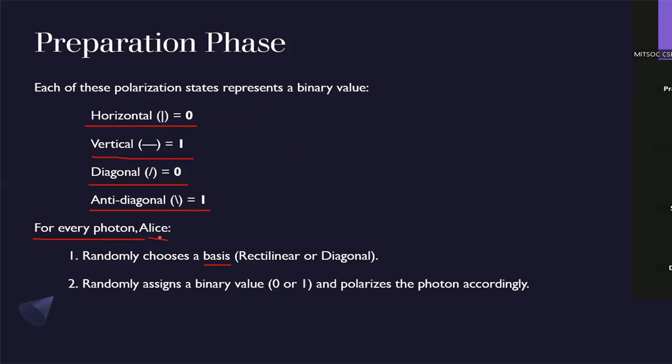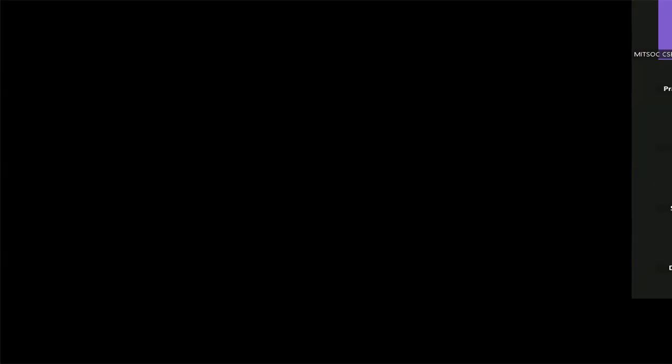Now when Alice wants to start sending some data to Bob and they want to establish secure communication, initially Alice will choose a random basis, which might be rectilinear or diagonal, or a mix of both. Alice will randomly assign the binary values 0 or 1 and polarize the photons accordingly, according to the basis Alice has chosen. I'll move to the next slide.